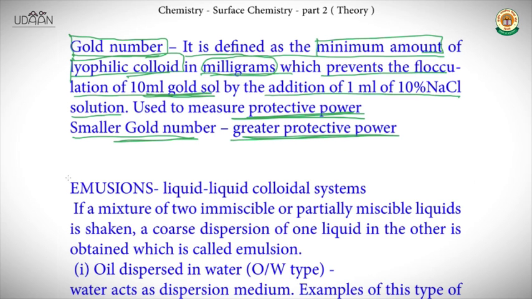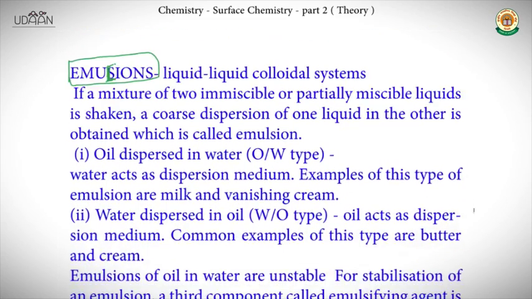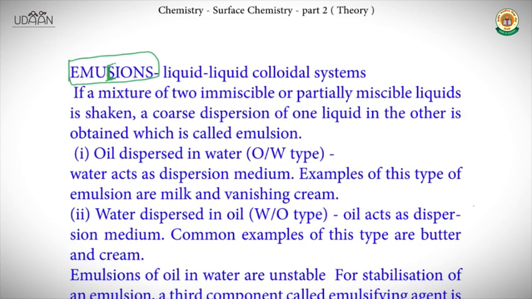Now we come to the third important topic to be discussed in this chapter, emulsions. So they are liquid colloidal systems. We discussed that colloidal systems can be of 9 types. One of them is liquid. So why are we discussing emulsions separately? Because they are important. They are industrially very important.